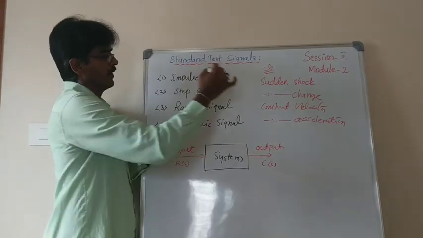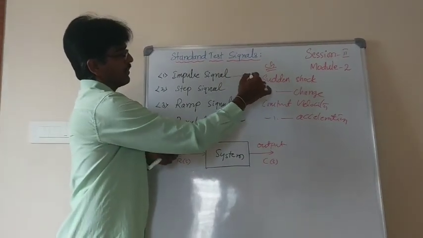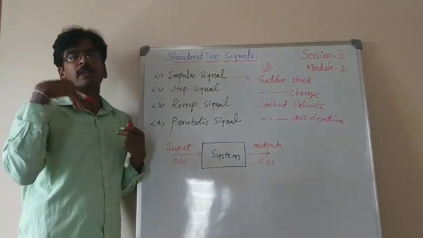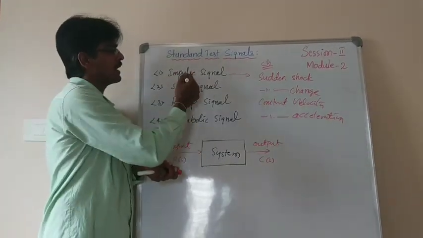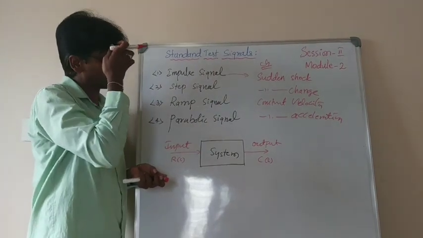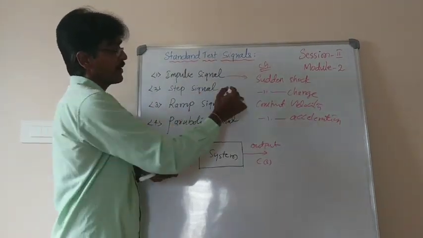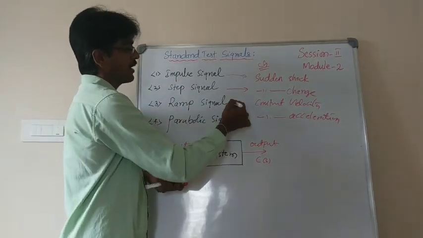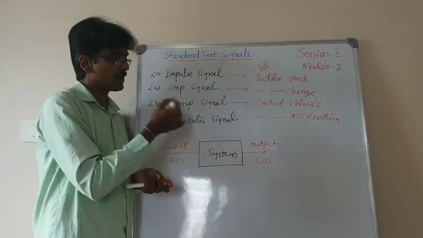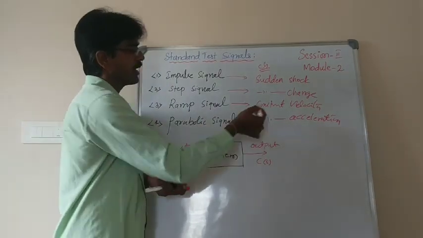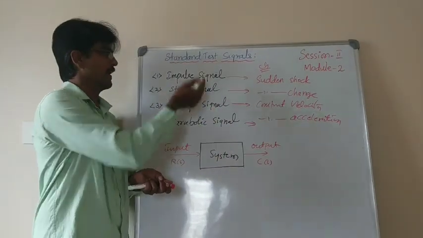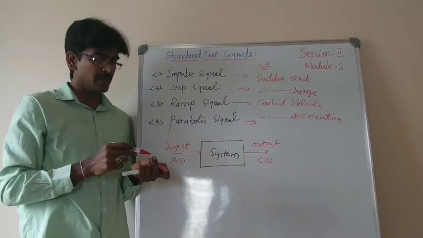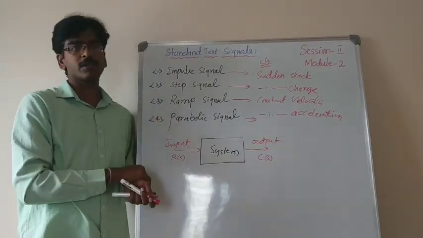So here, the impulse signal is nothing but sudden shock. Sudden shock means the signal suddenly rises. So an impulse signal imitates sudden shock. A step signal imitates sudden change. A ramp signal is similar to constant velocity. A parabolic signal imitates constant acceleration. Hence, these signals are considered as standard test signals in our control system.